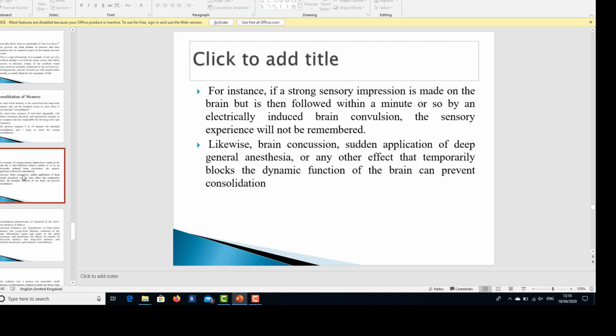For instance, if a strong sensory impression is made on the brain but is then followed within a minute or so by an electrically induced brain convulsion, the sensory experience will not be remembered. Likewise, brain concussion, sudden application of deep general anesthesia, or any other effect that temporarily blocks the dynamic function of the brain can prevent consolidation.